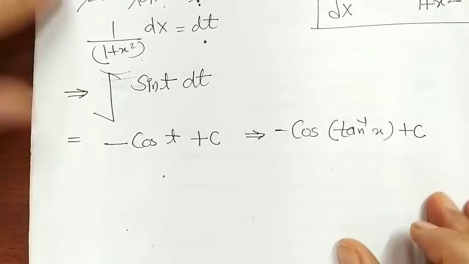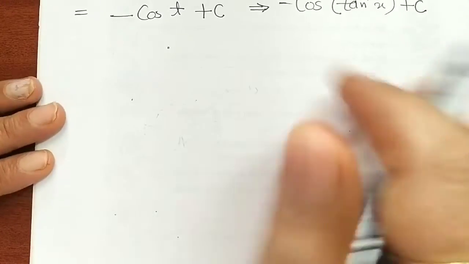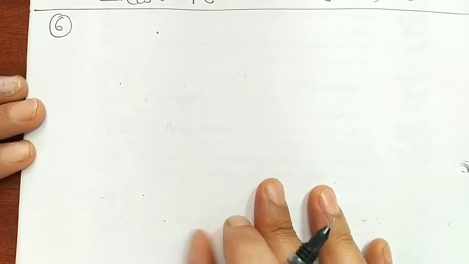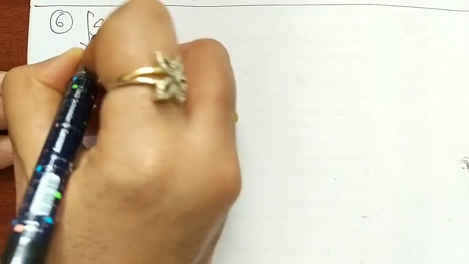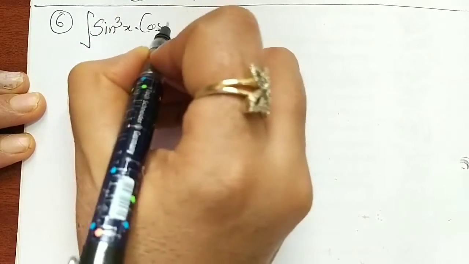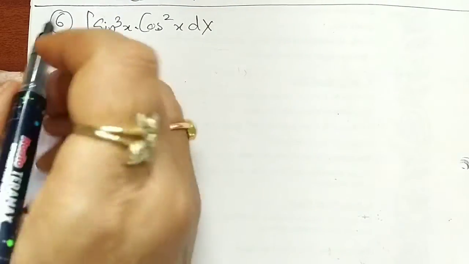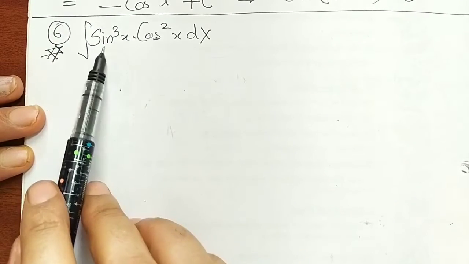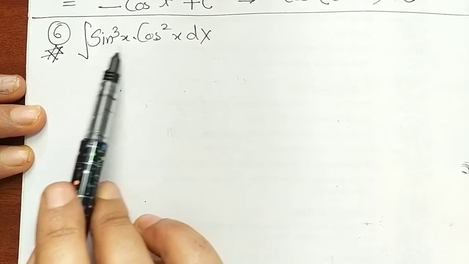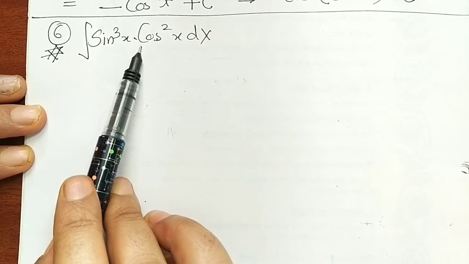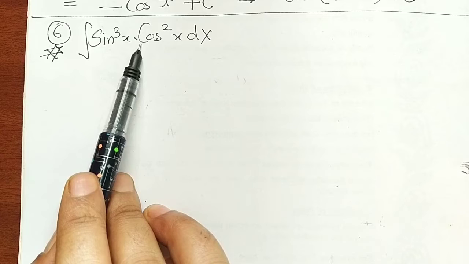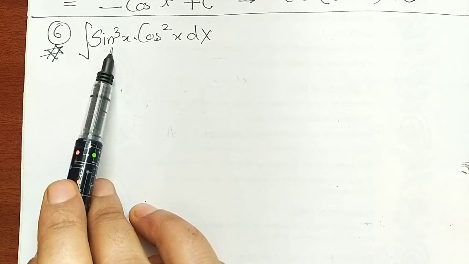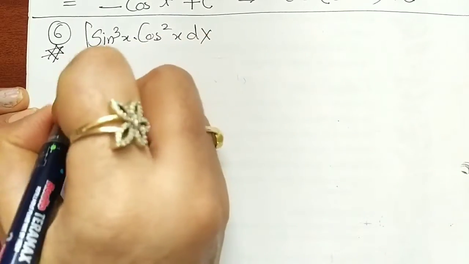Let's do example number 6, which is given in your book. Example 6. They say integration of sine cube x cos square x dx. Very important question, guys. Okay, so whenever you have a combination of sine and cos, there is a trick. Either you convert everything into sine, keep one cos free, or you convert everything into cos, keep one sine free. Understood? What is the trick?